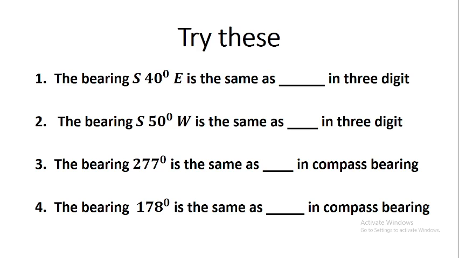The first one, 40 degrees southeast is the same thing as what in 3 digits. And the second one, 50 degrees southwest is the same thing as what in 3 digits. Then the third one is saying that 277 degrees is the same thing as dash in compass bearing. The fourth one is 178 degrees is the same thing as dash in compass bearing as well.